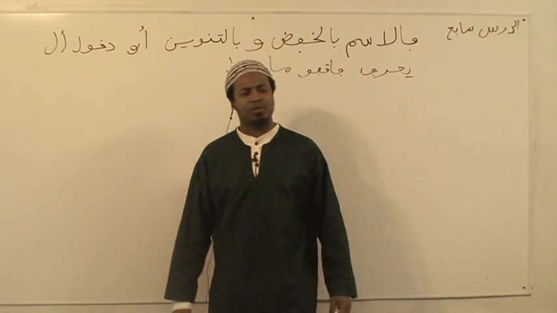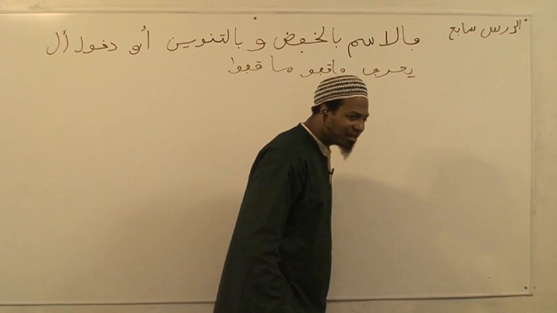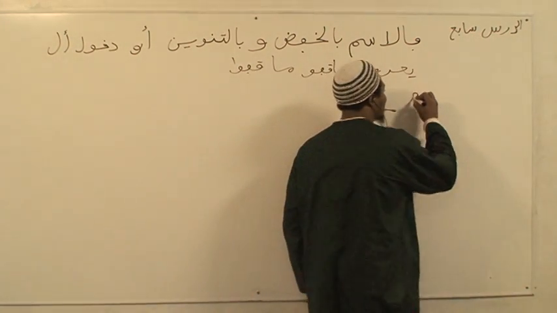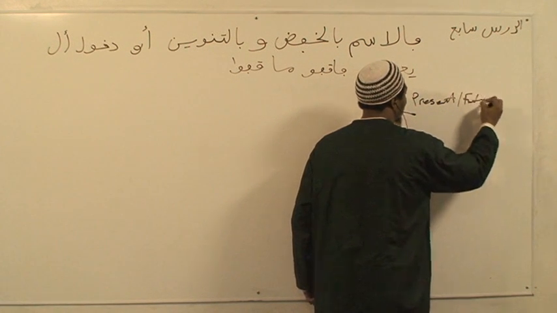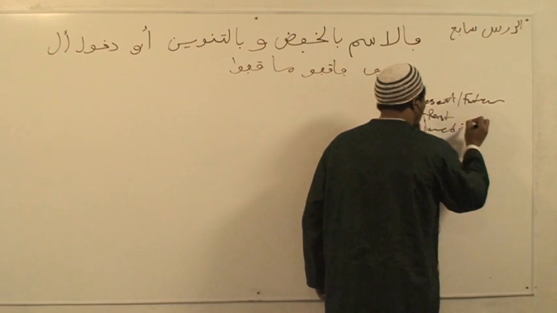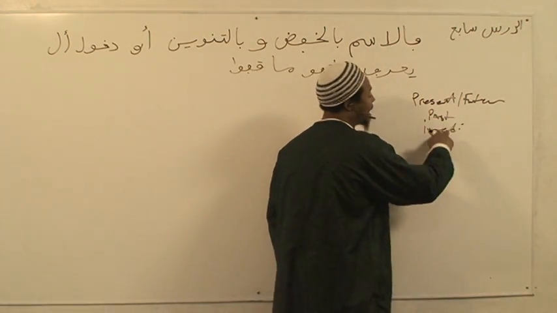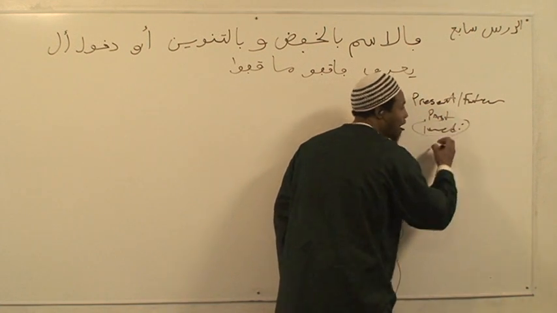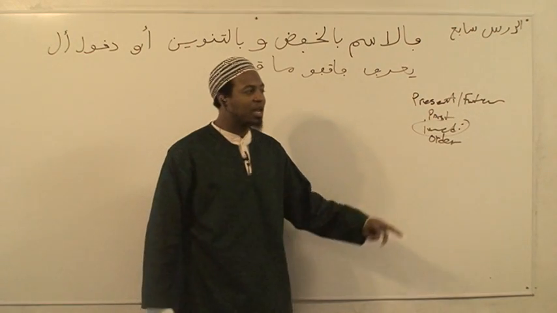What are the time frames? What are they? Present. Future. Past. Immediate. Or in Arabic, the immediate would be an order. That's the only thing we need to clarify. When we say immediate, we say an amr. It's an order.